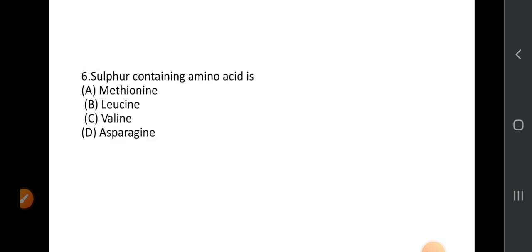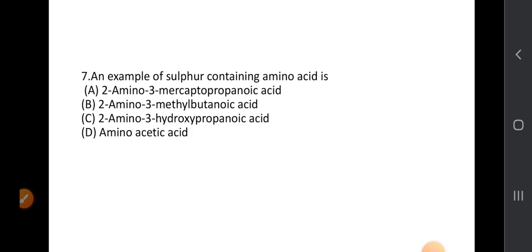Sixth question. Sulfur-containing amino acid is A, methionine; B, leucine; C, valine; or D, asparagine. Okay, again pause the video and write your answer. Seventh question is, an example of sulfur-containing amino acid is A, 2-amino 3-mercaptopropanoic acid; B, 2-amino 3-methylbutanoic acid; C, 2-amino 3-hydroxypropanoic acid; or D, amino acetic acid. Okay, write your answer, pause the video.